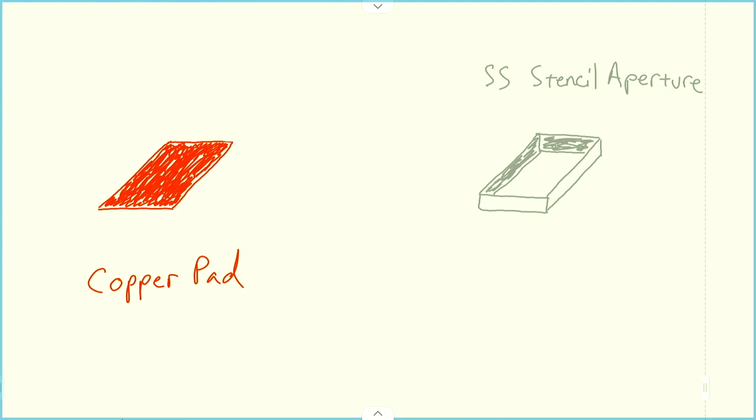Here we have a single copper PCB pad in orange on the left, and the walls of a single stainless steel stencil aperture in silver on the right. And the stencil aperture goes on top of the copper PCB pad.